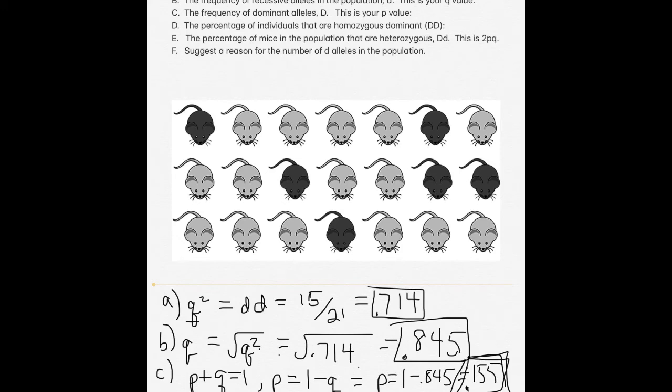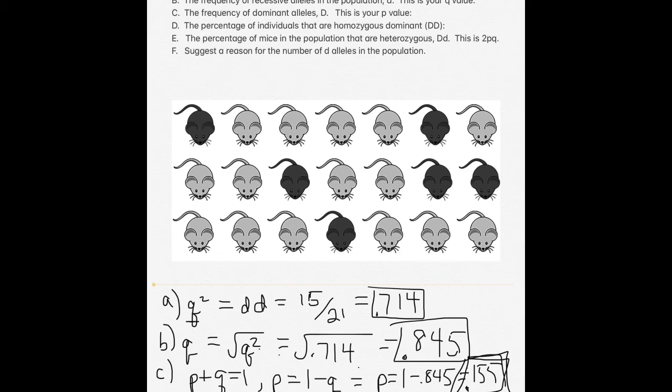Now, E is asking us to find the percentage of individuals that are heterozygous. So remember, we're just finding out how many individuals have the variable 2pq. All you do now is multiply 2 times p, which we know is 0.155, times q, which is 0.845.